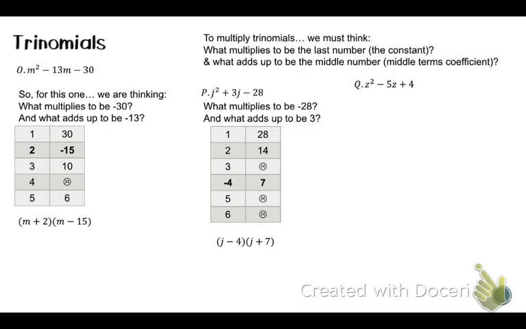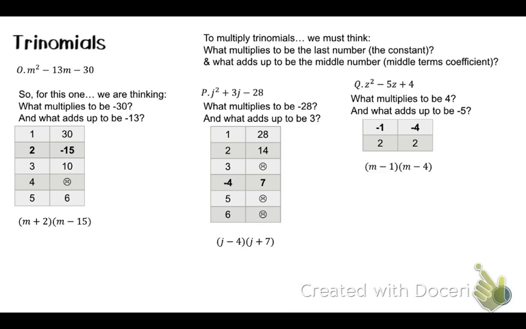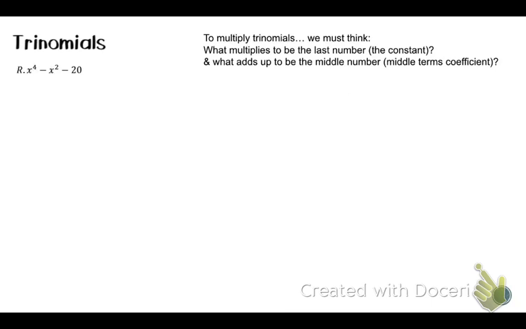Okay? And then this one, z squared minus 5z plus 4. What multiplies to be 4 and adds to be negative 5? So 1 and 4, 2 and 2. Well, it's 1 and 4, and they're both negative.